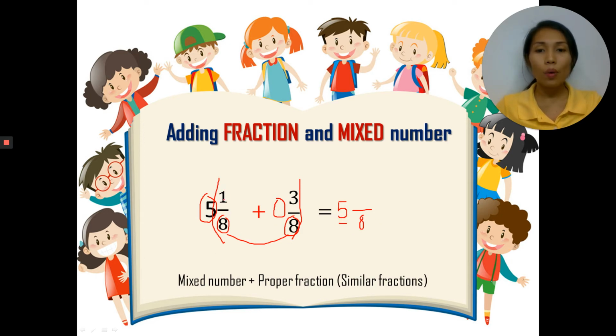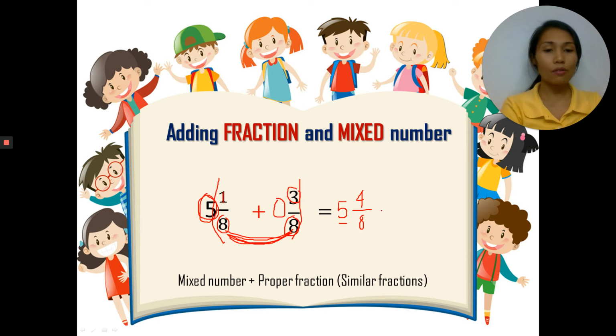And now 1 plus 3 equals 4. Right? Where did we get 8? It's the denominator of our like fractions. Now, where did we get 5? It's the given whole number. And where did we get 4? It's from 1 plus 3. Okay, so that's 4. Now, is that our final answer?